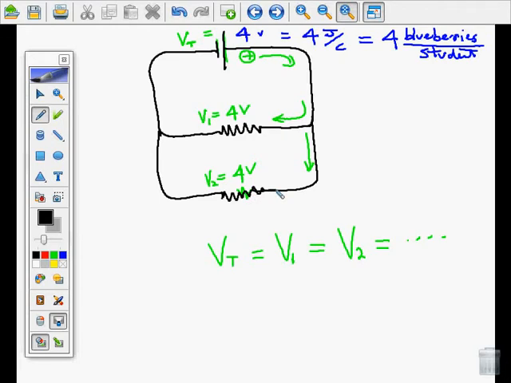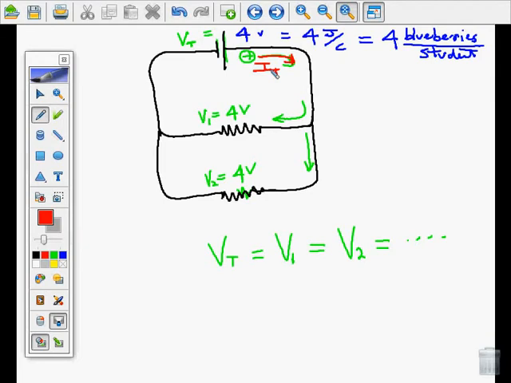Let's talk current, shall we? Up here you have the total current coming out of the battery. Current is measured in amps. I say amperes, you say? Coulombs per second. Ampere.